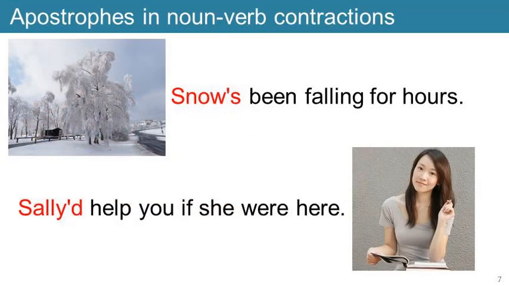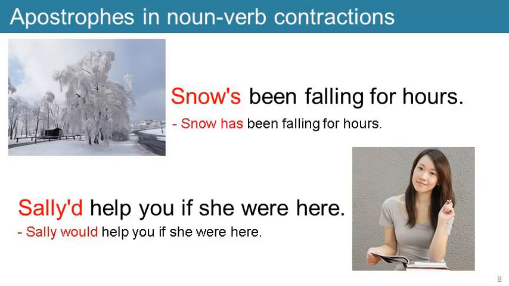Here are 2 more noun-verb contractions. Snow's been falling for hours and Sally'd help you if she were here. These are contractions of snow has been falling for hours and Sally would help you if she were here. But note that some readers may consider less common noun-verb contractions, such as Sallied, unacceptable when written.